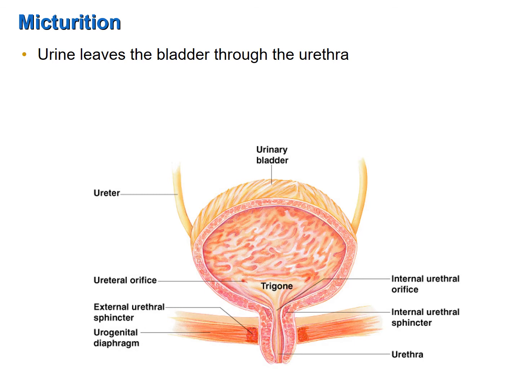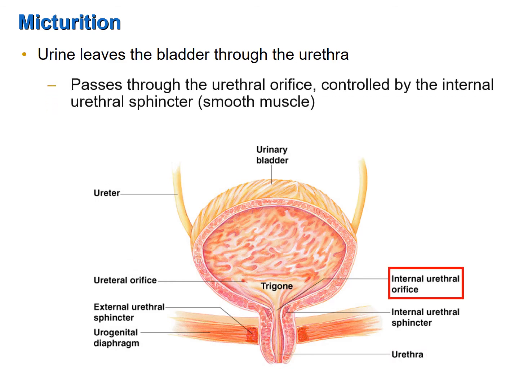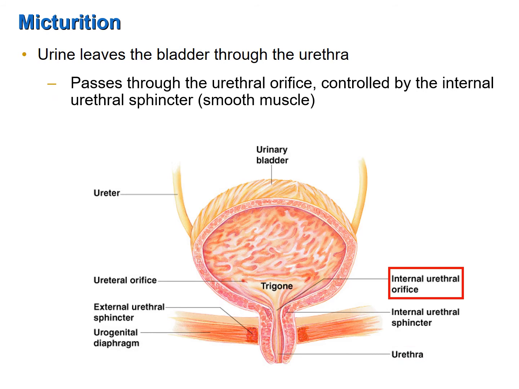During the process of micturition, urine leaves the bladder through a long, slender, muscular tube called the urethra. The opening into the urethra from the bladder is called the internal urethral orifice, and it's controlled by smooth muscle called the internal urethral sphincter.